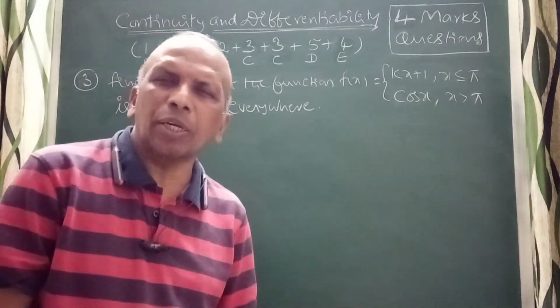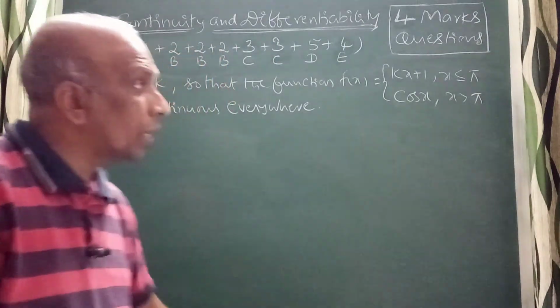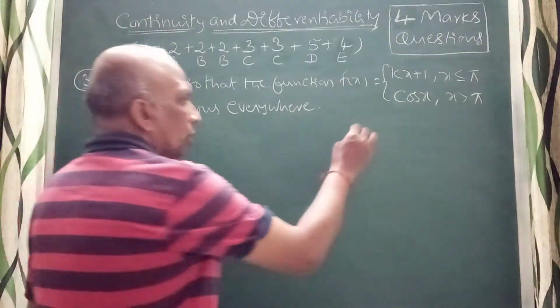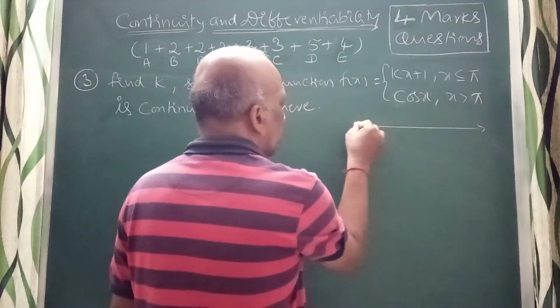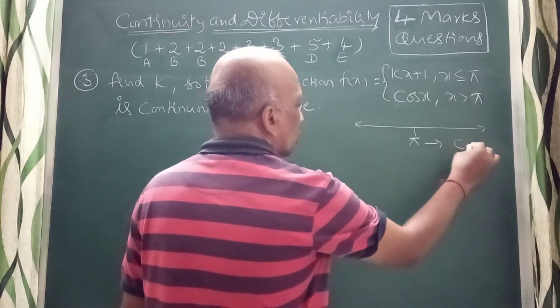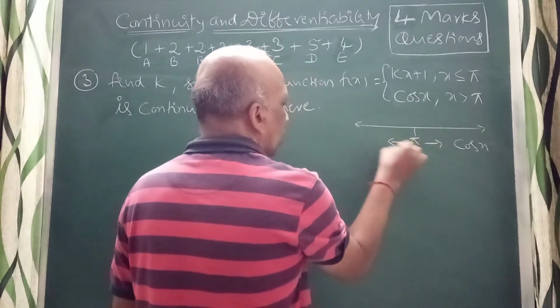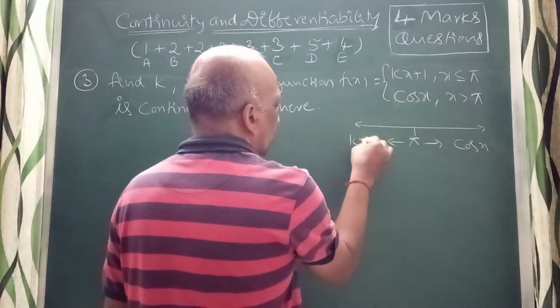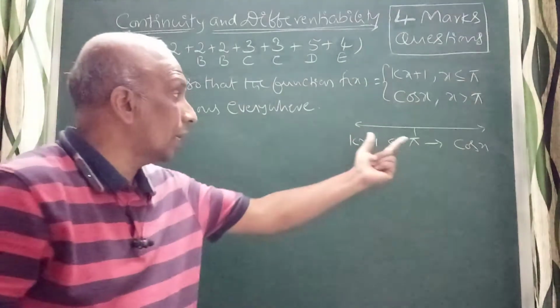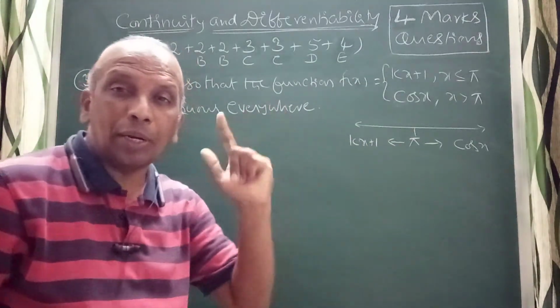Now see this function again. In this problem, they separated the function at x equal to pi, left of pi, right of pi. So you can think, when they are talking about this one, so this is pi, right? So right of pi is cos x, left or equal to pi is kx plus 1. Correct? This you remember. Whenever they are discussing like this, you should think left limit and right limit.